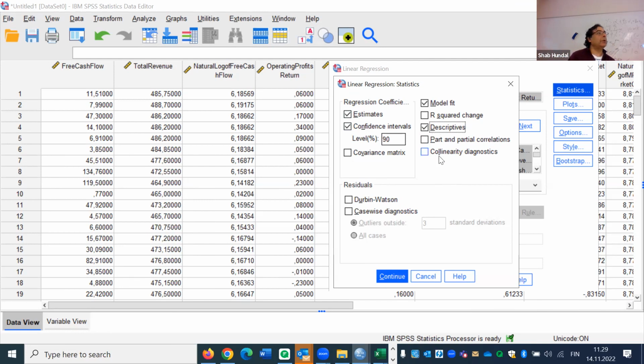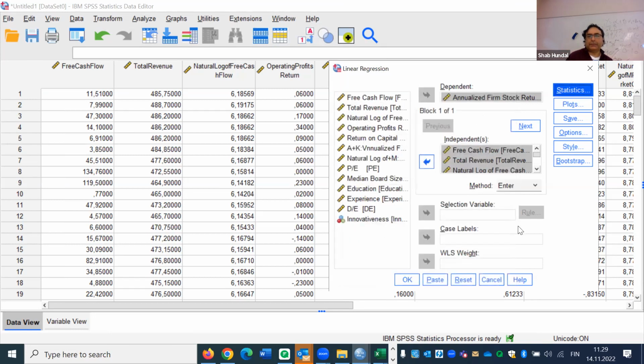Nothing else. Okay? Oh, that's fine, that's okay. No problem. Is there anything else we need to take? No need. Maybe, yeah, this is fine. Okay, and click OK.